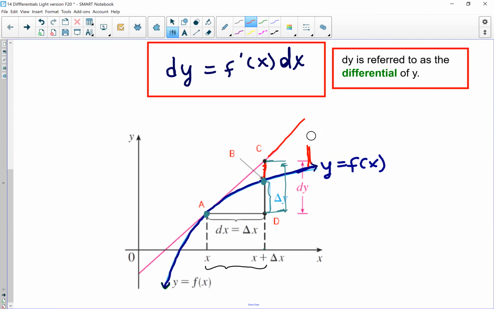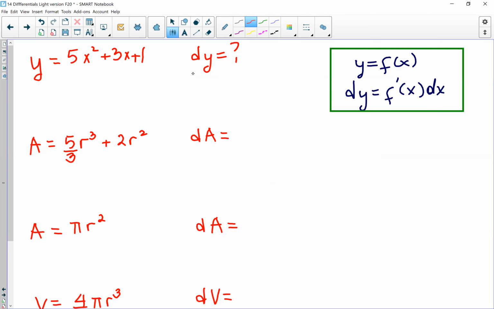So this technique we're about to learn mainly works when you move just a little bit away from the point x and you're trying to estimate what happened, how the y values changed. Now, before we go to the examples to do the error estimations, let's just practice this formula we just learned.